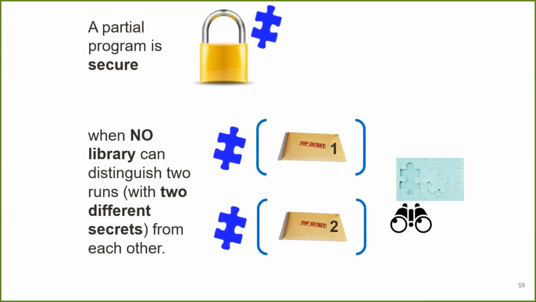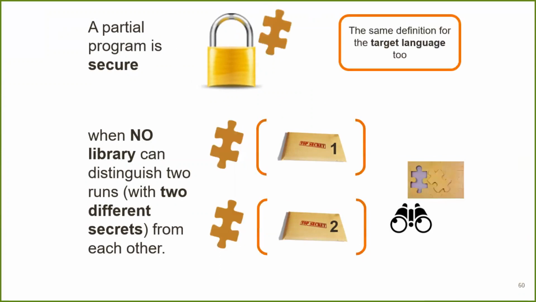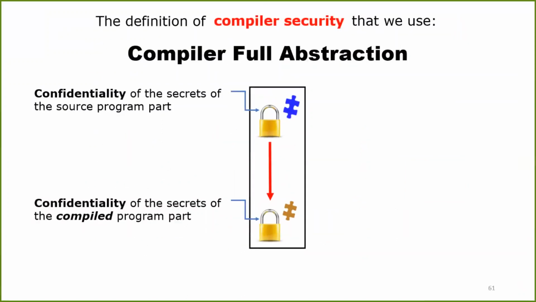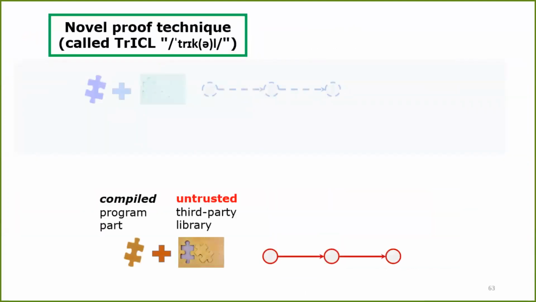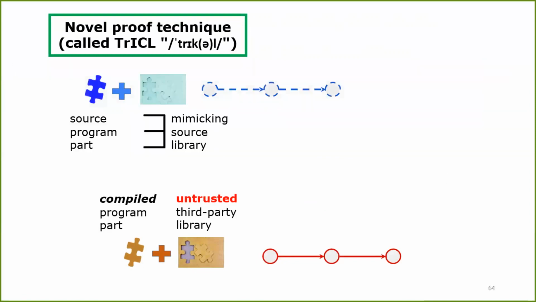A source program part is secure if no linked source library can distinguish two runs of the program with two different secrets. And similarly for a target program part when linked with target libraries. In the paper, there is a proof sketch of this theorem. I encourage you to read section 2 if you're interested. Now I'll just focus on the novel part of the proof, the Trickle relation. Trickle helps structure the proof of a critical part of the compiler security theorem. This part says that the behavior of any given target attacker, the red trace at the bottom, can be simulated by some source attacker, the dashed blue trace at the top. Or in other words, the compiled target program is not more vulnerable to attacks than the source program is.